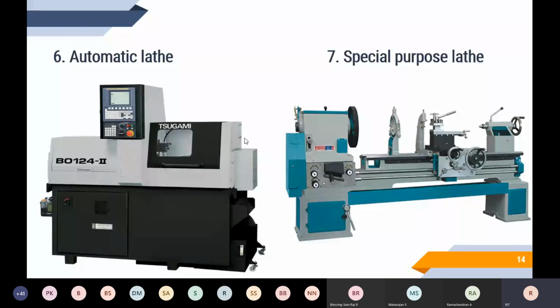So some speedy operation. And then special purpose lathe. These lathes are modifications of the engine lathe developed for machining special types of workpieces like locomotive wheels and camshafts. So it is a job specific lathe. Based on the job, we have to fabricate a special purpose lathe. It is job specific.